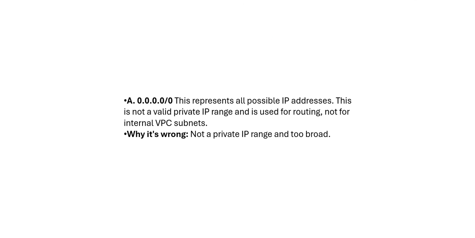See, 0.0.0.0, this one, option A, this is wrong. This is not a private IP range. It is too broad. You want broad, but this is too broad, man. Any Tom, Dick, and Harry can screw you up. So this represents all possible IP addresses. This is not valid, and this is primarily used for routing. It is not used for an internal VPC subnet.